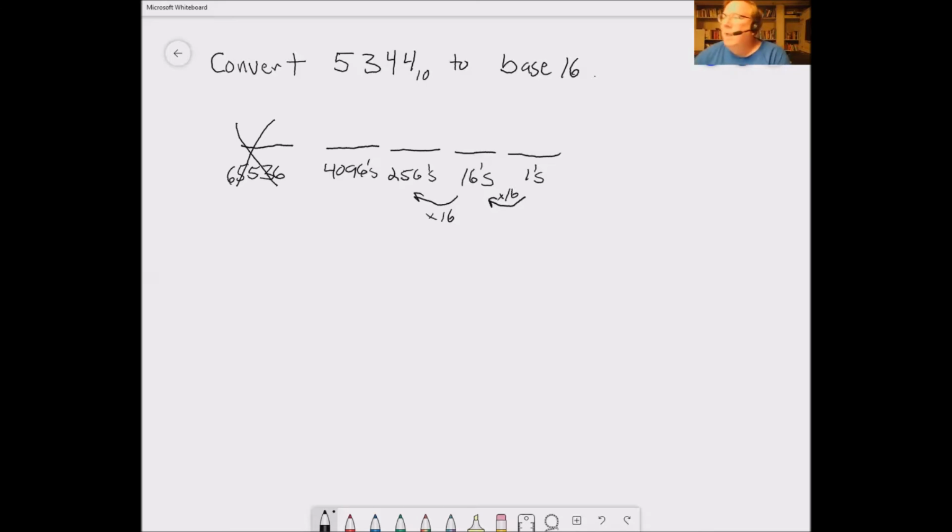When I say I'm going to start with this one, I'm going to see how many groups of 4,096 I can take out of 5344. So I'm doing division. I have 5344, and I divide by 4,096. I get 1, and I have a remainder. So let me figure out the remainder. I have a video on how I find these remainders that's in the content section.